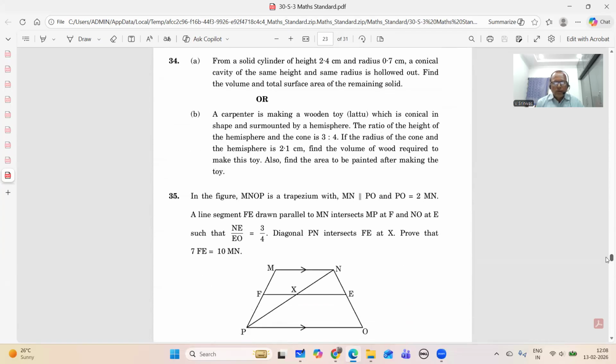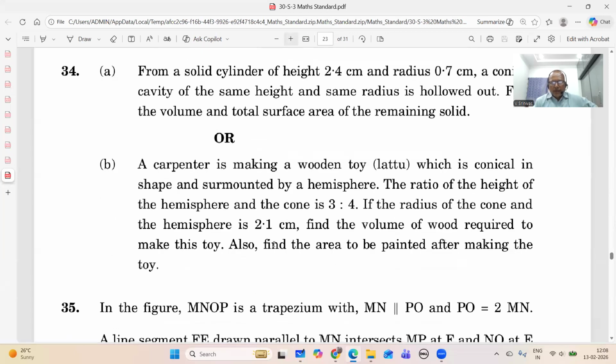It is also from mensuration. It is this. A carpenter is making a wooden toy, latu, which is conical in shape and surmounted by a hemisphere. The ratio of the height of the hemisphere and the cone is 3:4. If the radius of the cone and the hemisphere is, he says, okay, he is taking them to be same. That's why it is 2.1 centimeters. Find the volume of the wood required to make this toy.